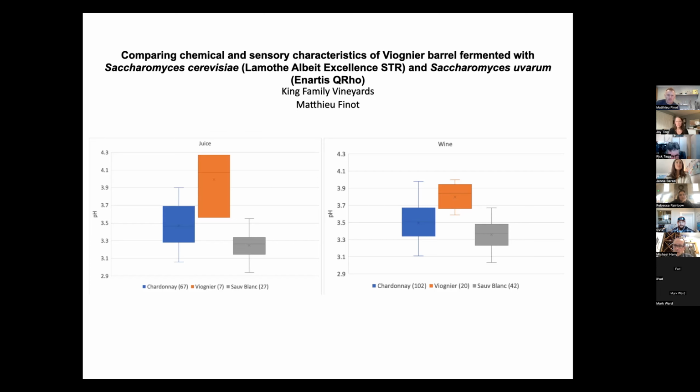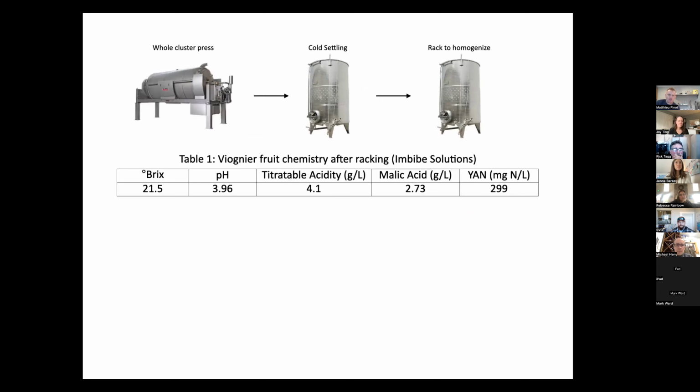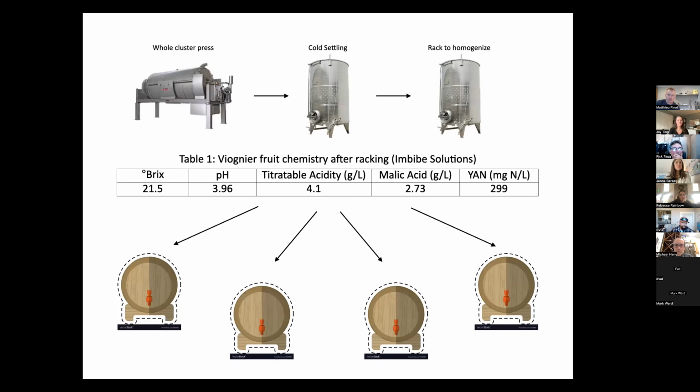So it's a barrel fermentation Viognier, because it was the easiest way for me to make it work, to be able to have two controls and two experimentation.